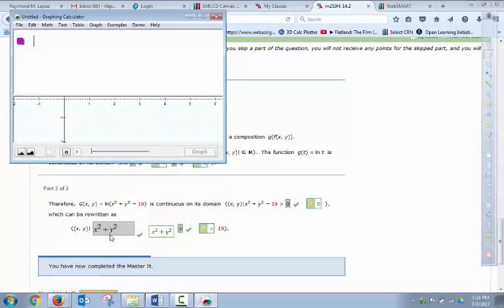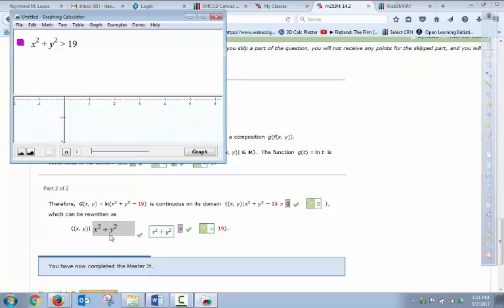So let's first look at the domain. You've got x squared plus y squared strictly bigger than 19. X squared plus y squared equal to 1 is a circle of radius 1. X squared plus y squared equal to 19 is a circle of radius square root of 19, right?